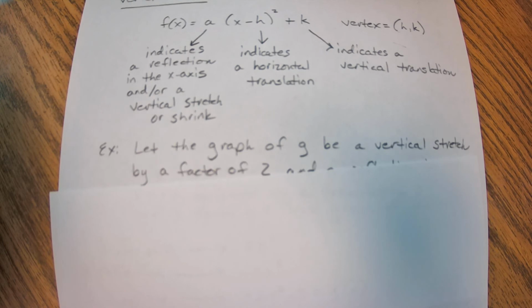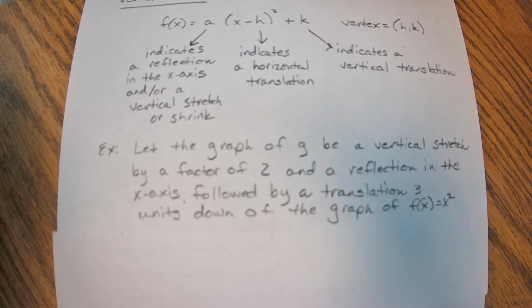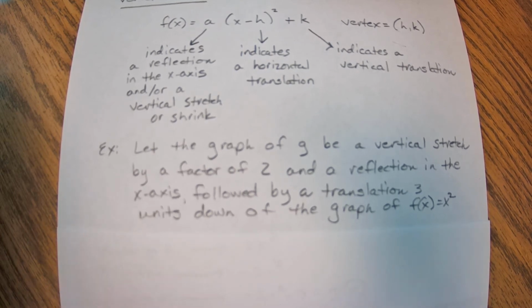So let's just look at an example. Let the graph of g be a vertical stretch by a factor of 2 and a reflection in the x-axis followed by a translation 3 units down of the graph of f of x equals x squared. Okay, well, that's a lot of information there. Let's just take it one little step at a time.